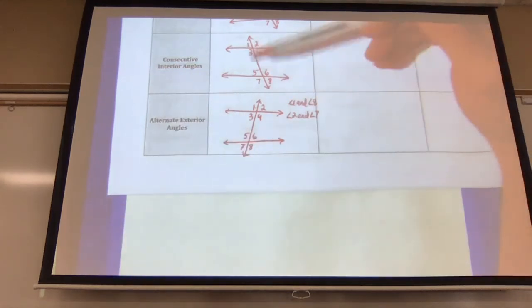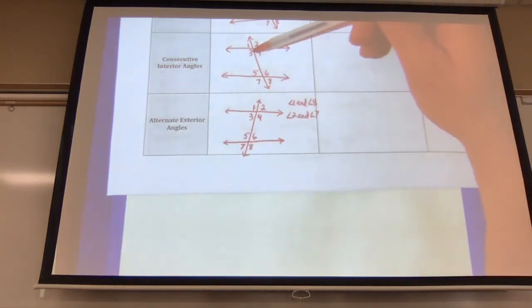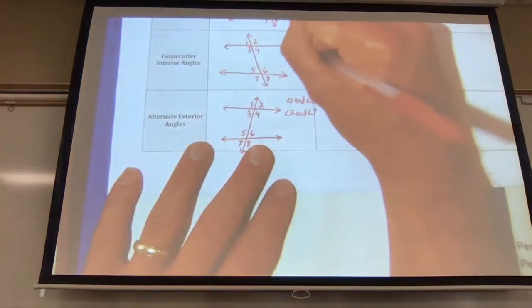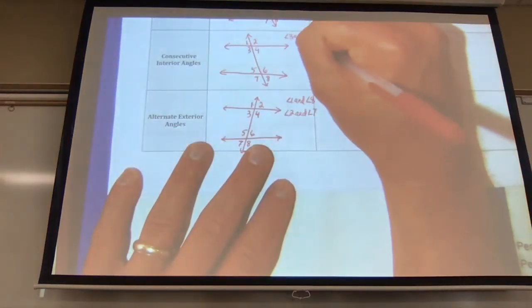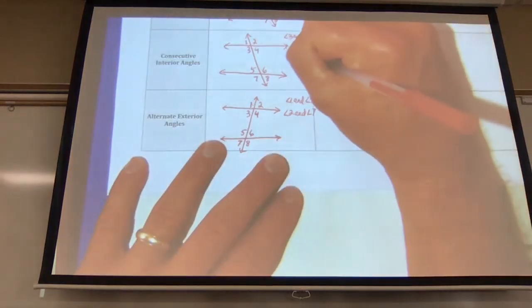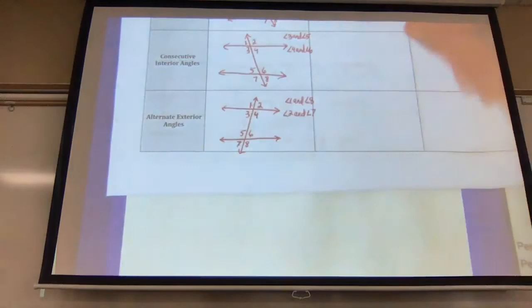So if I come to my picture over here, 3 is an interior angle. The other angle that's on the same side of the transversal as that would be 5. 3 and 5 would be a pair of consecutive interior. So if 3 and 5 are a pair of consecutive interior, who can give me the other pair? Zoe? 4 and 6. 4 and 6 are both interior angles. They're both to the right of the transversal.